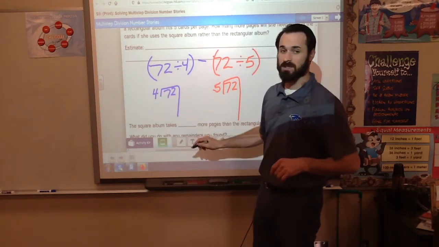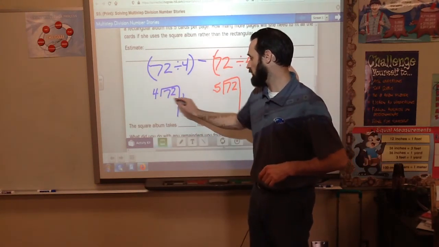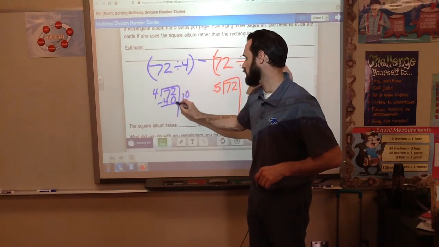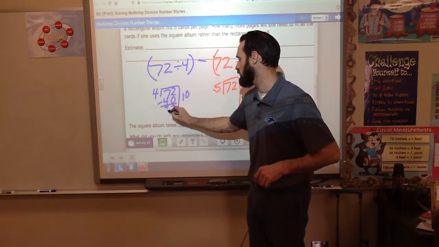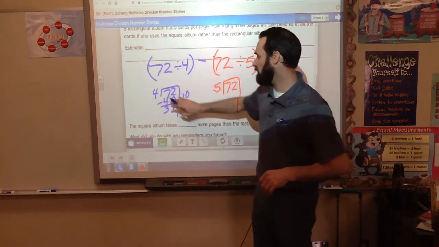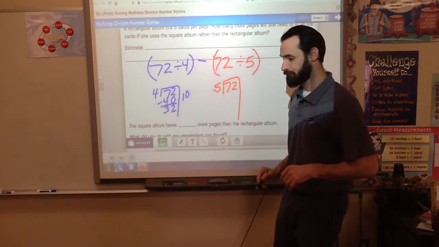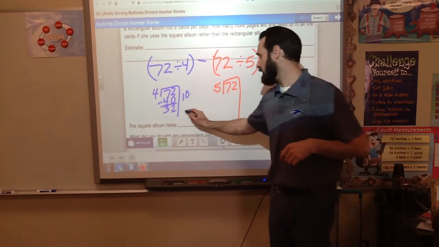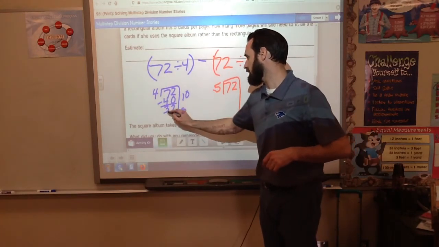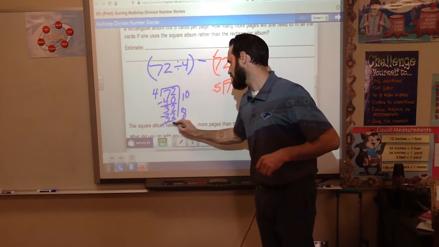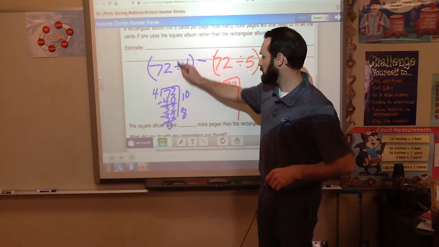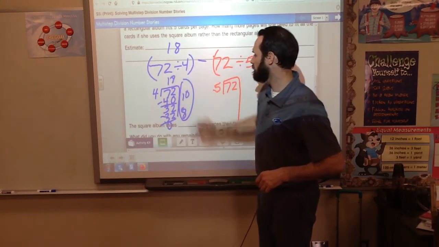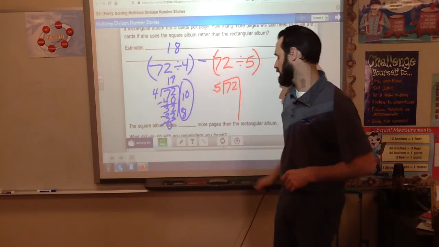Okay, how many 4s can go into 7? 1. 4 times 1 is 4. Add a 0, and subtract. 2 minus 0 is 2, 7 minus 4 is 3. So we're thinking, how many 4s can go into 32? You might have done more steps, but in the interest of moving fast, I know that 4 times 8 is 32. And I subtract. So if we use this, we're going to need 18 pages, because 10 plus 8 is 18.